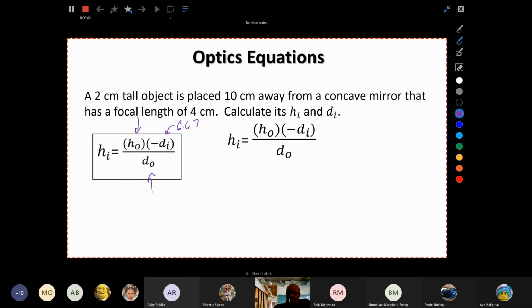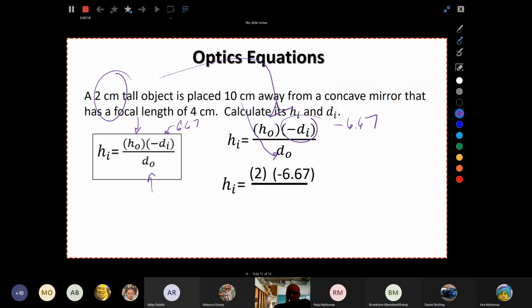So this one I think is simpler to use, frankly. You're just plugging numbers in. Our ho was 2. Our do was 10. And then this is going to be negative 6.67. Not to spoil it, but there's our ho as 2, there's our negative di, negative 6.67, and then there is our height.